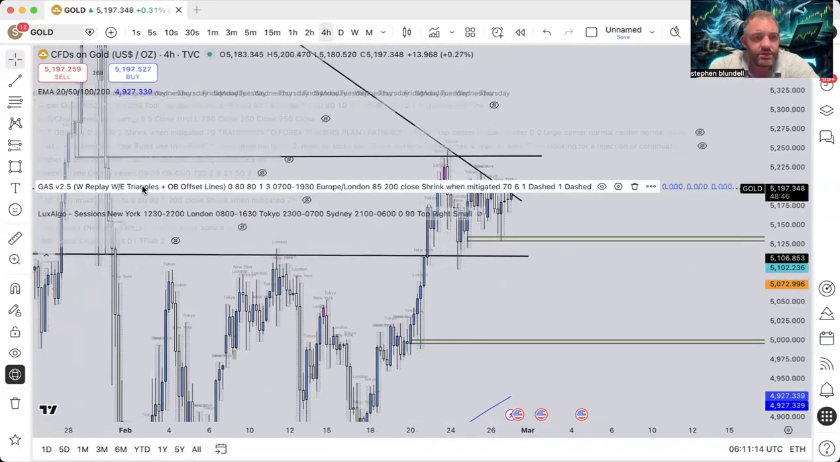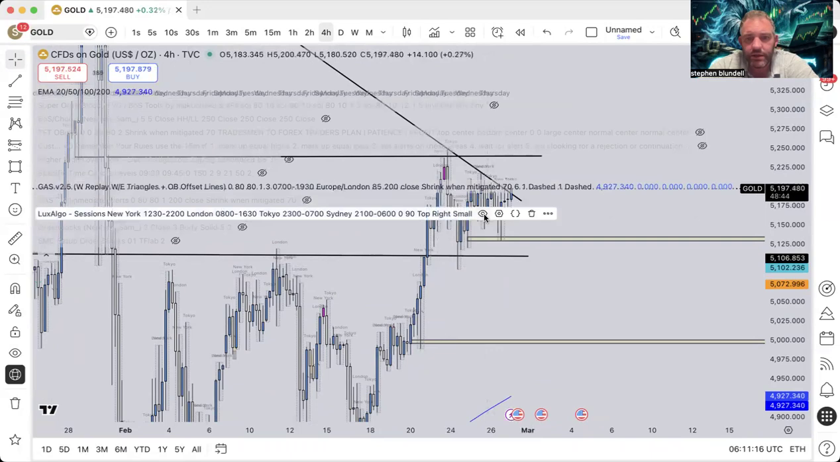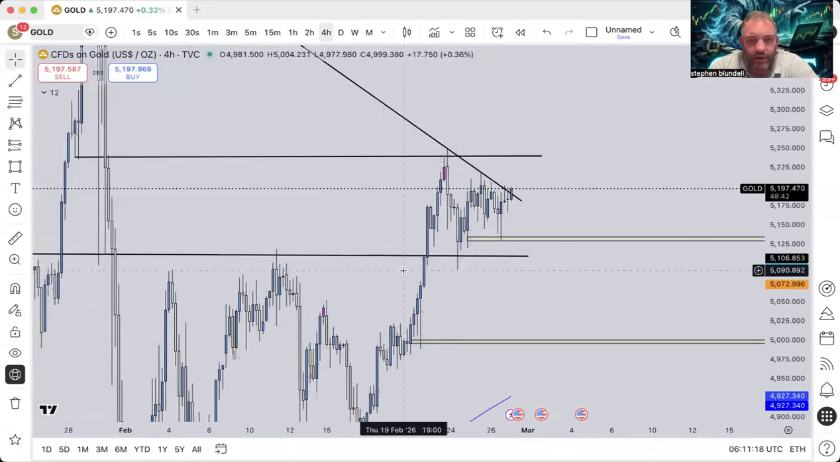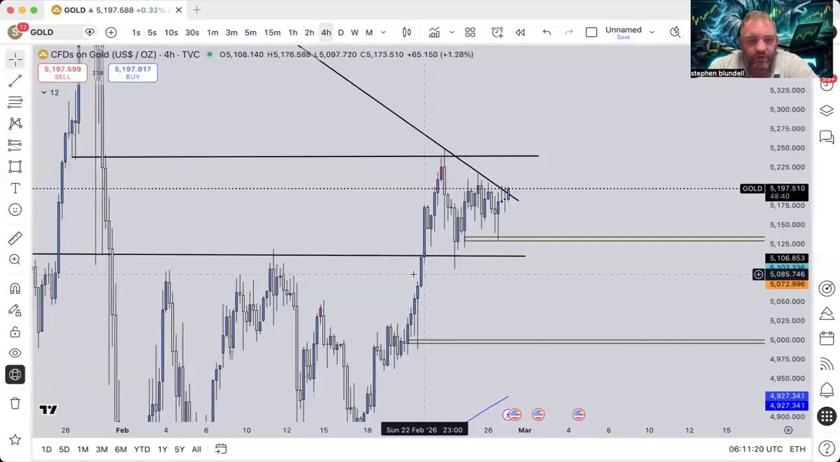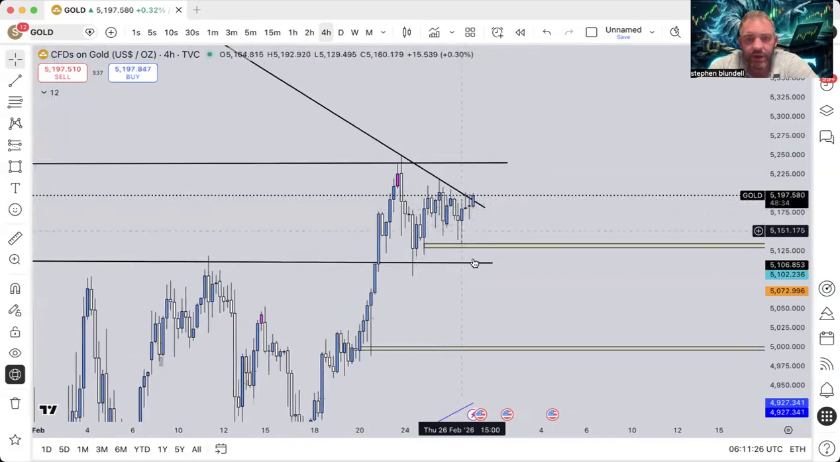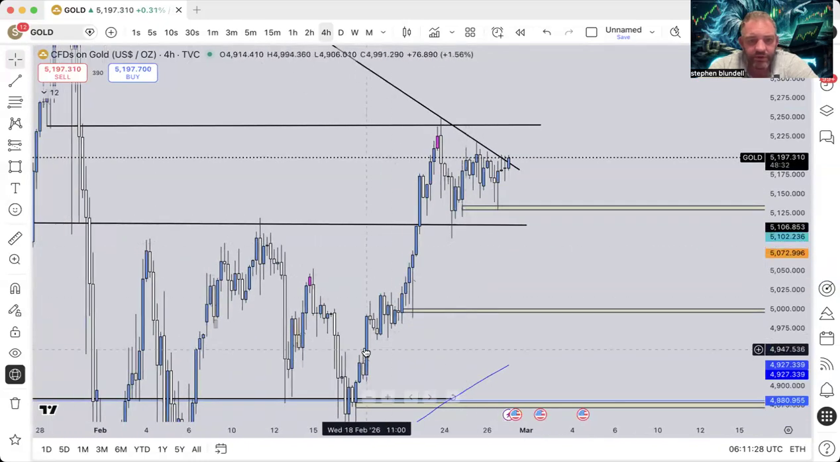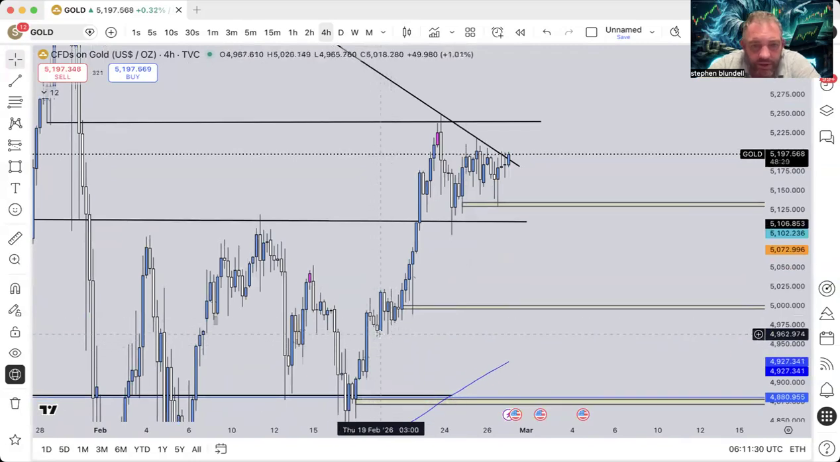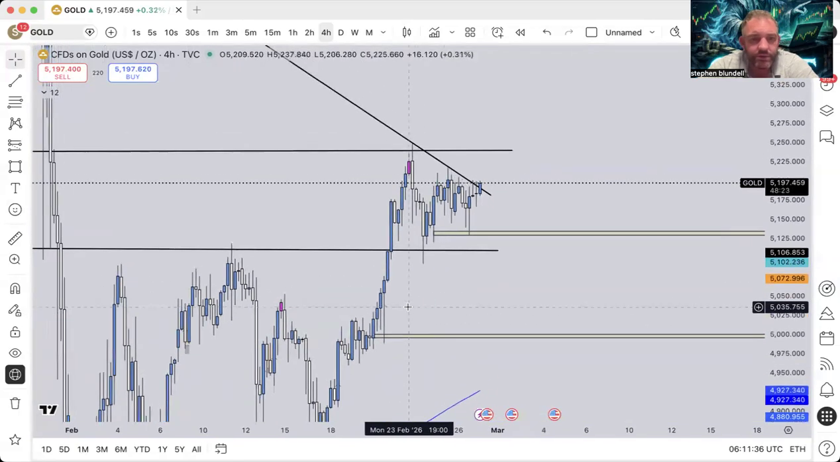So let's turn the sessions off a minute because they just get in the way. We swept into this 4 hour imbalance and pushing up. So there's no other imbalances there at the moment. Obviously, we've got this one down here, but this has swept into it, swept this order block and it's pushed away, which is nice.